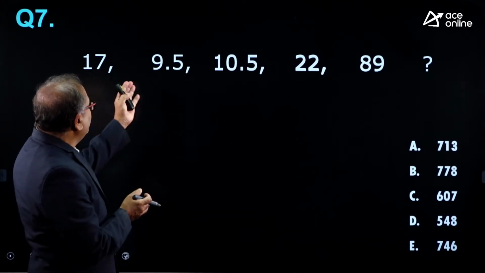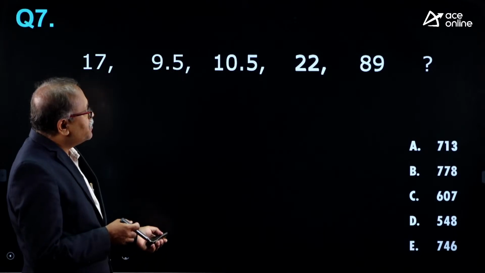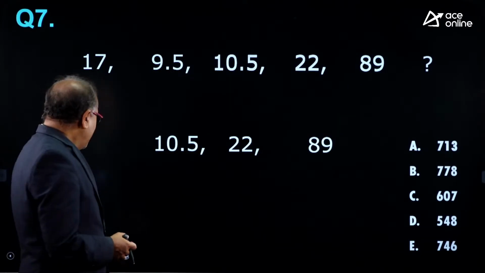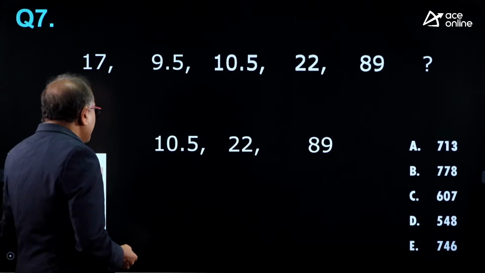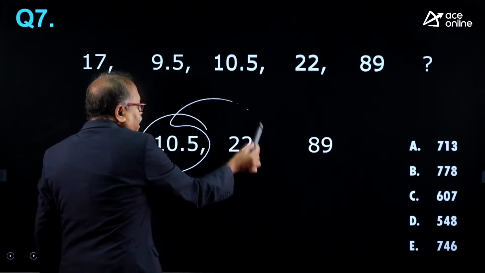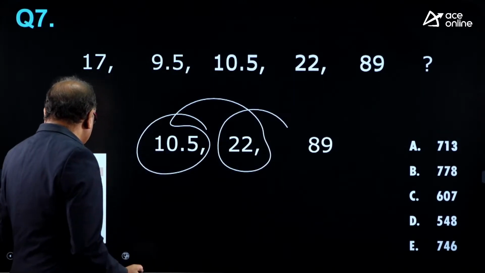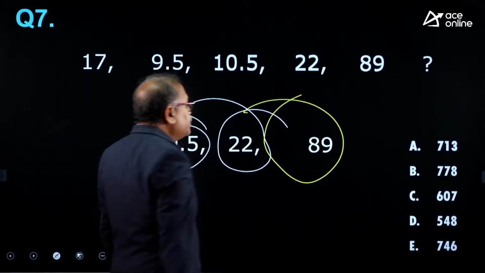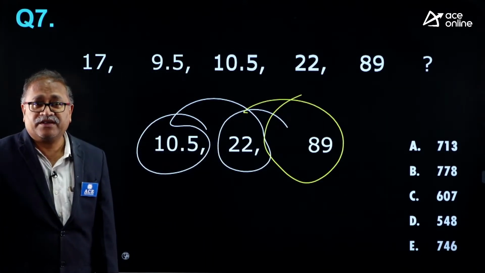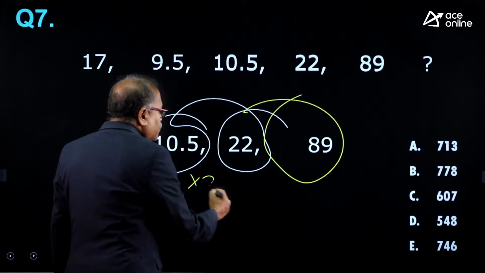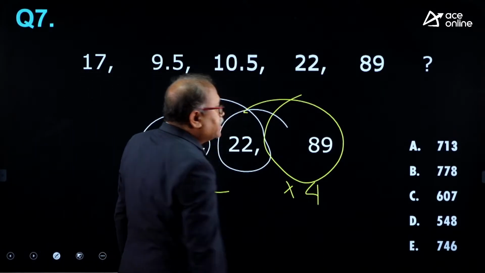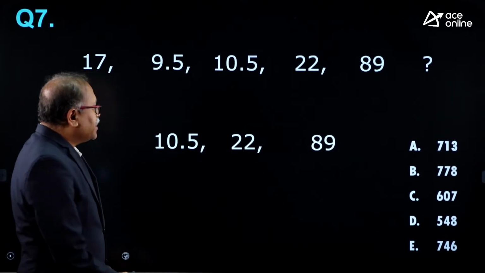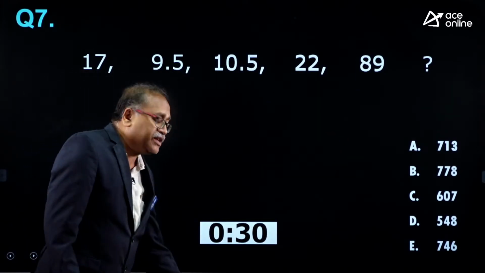Now, I see that 17 and 9.5 and 10.5 and 22 and 89. Can I look at this number? Can you notice that here this number and this number, it is double? Yes or not? But when I come to this part, it is 4 times of the previous number. So, is it possible that some into 2, into 4 kind of relation is possible? I will leave it for you, and your time starts now, my dear friends.